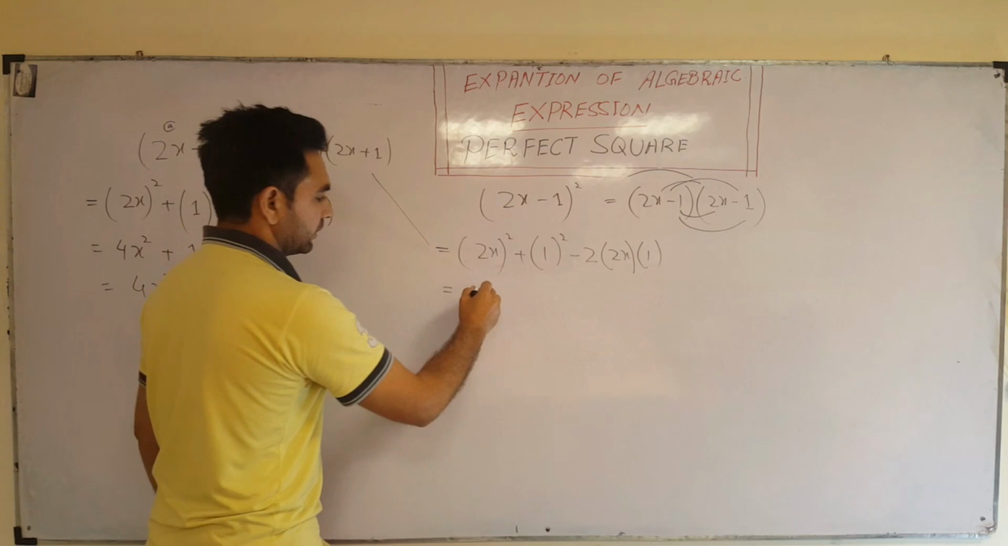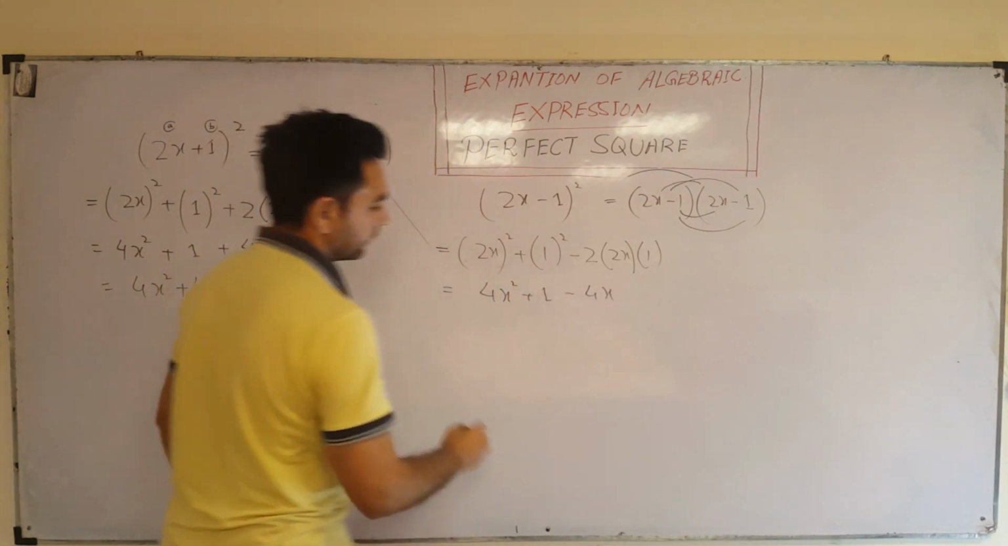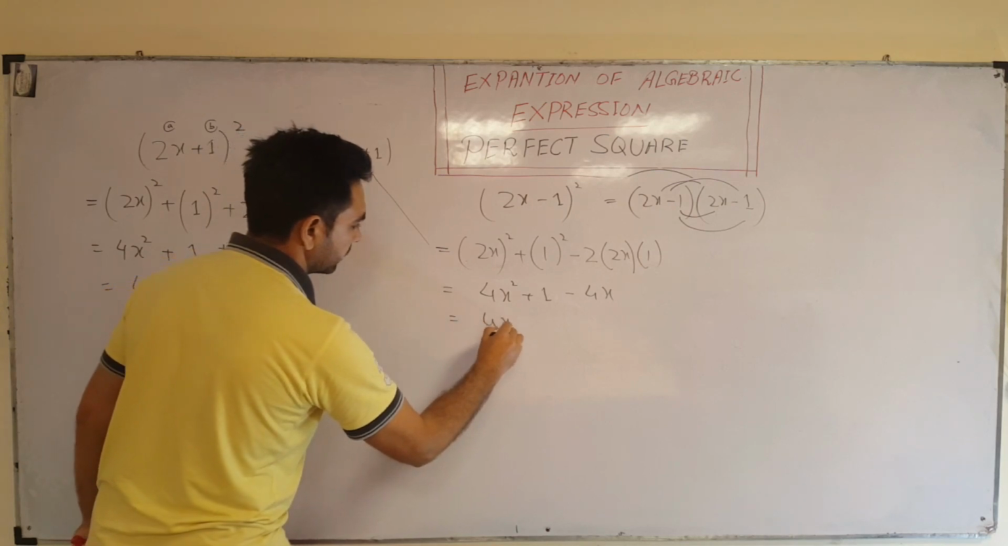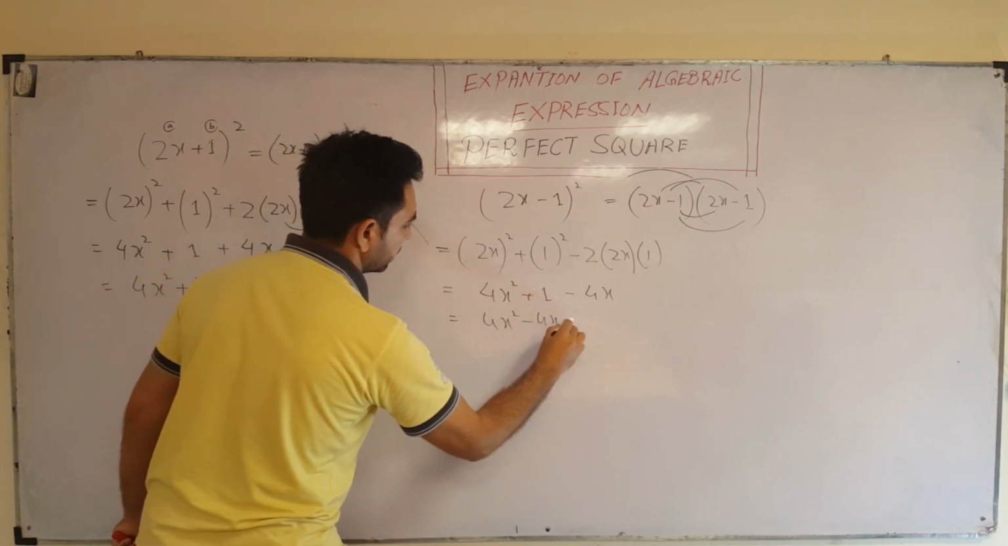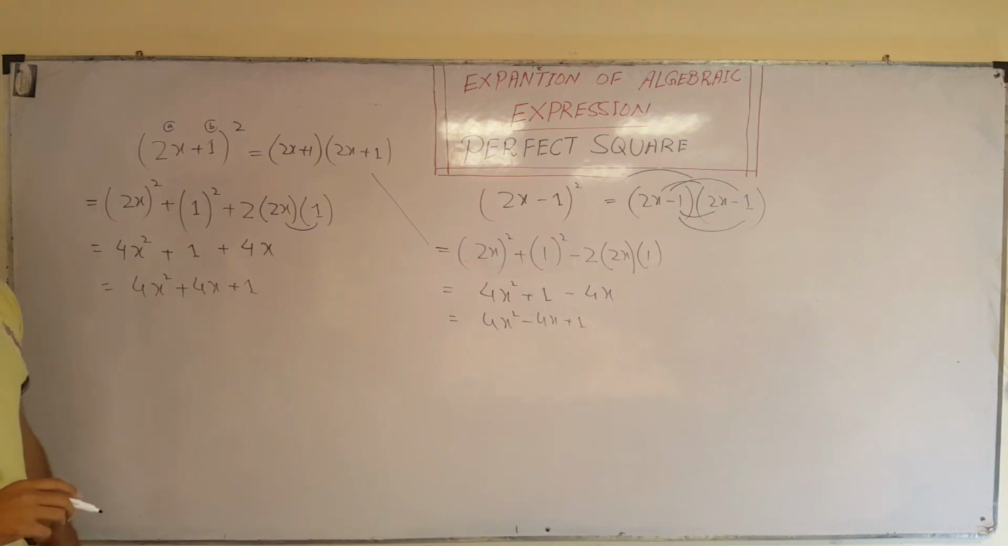So with the same calculation, you have x square plus 1 minus 4x, and you can again rearrange it, so that would be 4x square minus 4 plus 1. So this is called the perfect square.